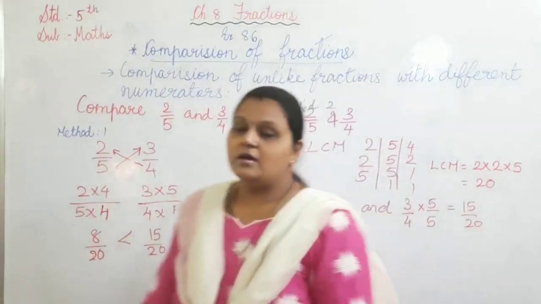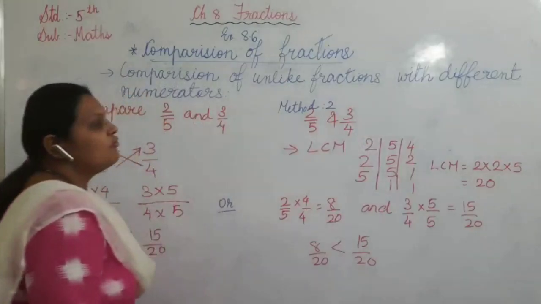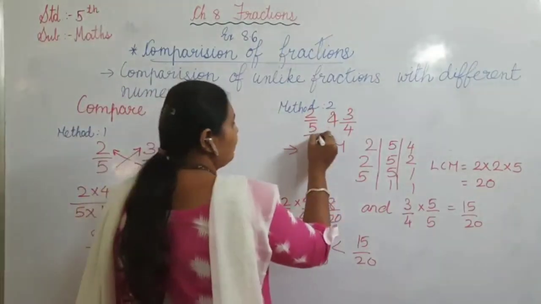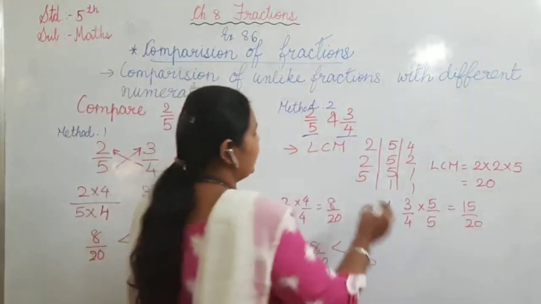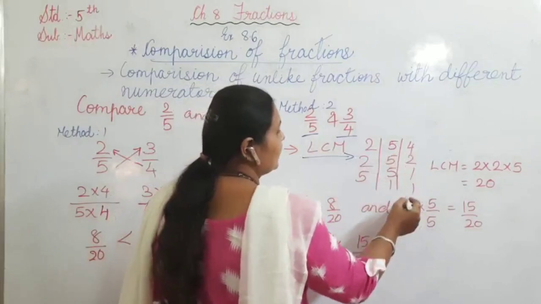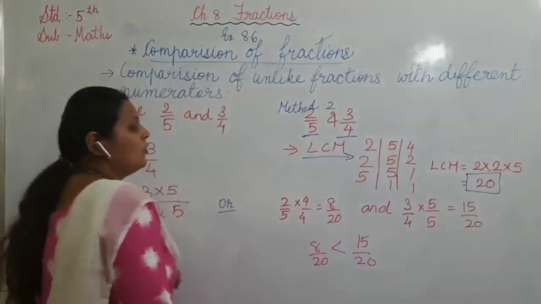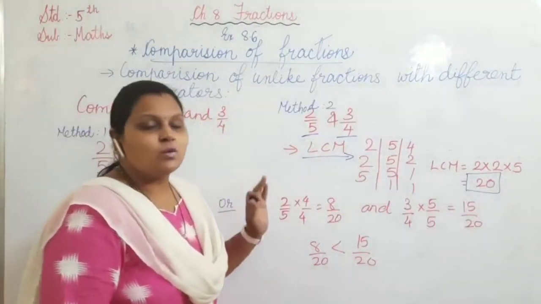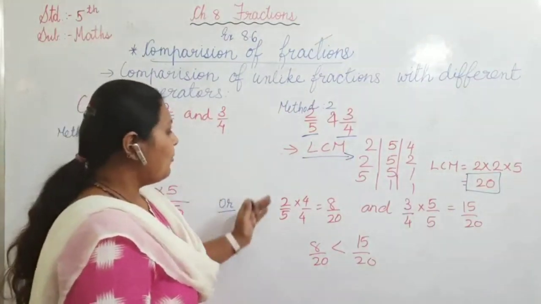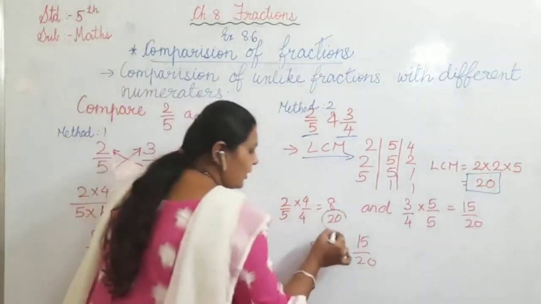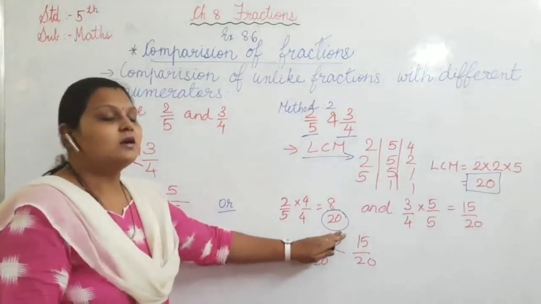Now the second method for this, 2 upon 5 and 3 upon 4. First we will take LCM of the different denominators, that is 5 and 4. If we find out the LCM of the denominators, we will get 20. So LCM is 20. Now we will make the fractions equivalent, means we will make the denominators equal. So for 2 upon 5, here we want 20.